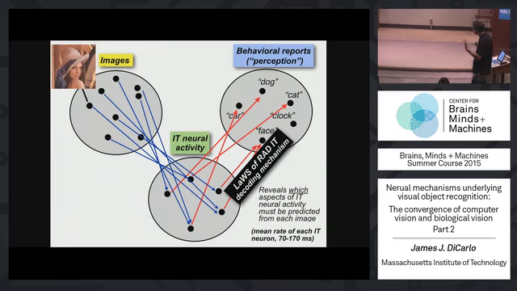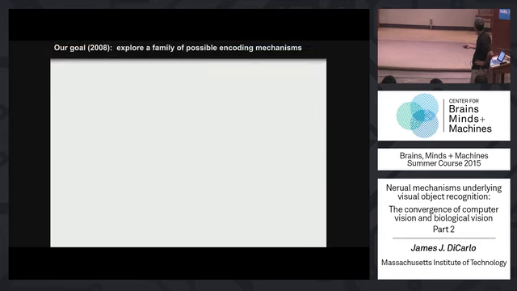I showed you at least one model, the rate IT model. But now we can turn to the encoding side and say we need to predict the mean rates of IT. That should be our goal if we want to explain images to IT activity. So these would be called predictive encoding mechanisms.